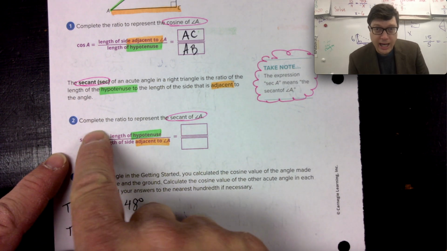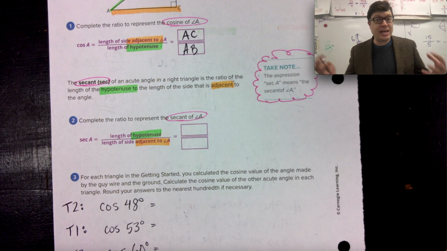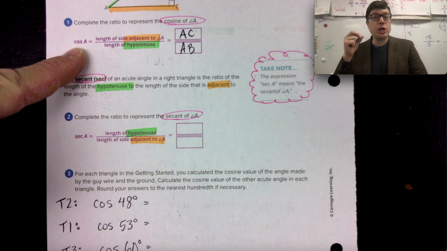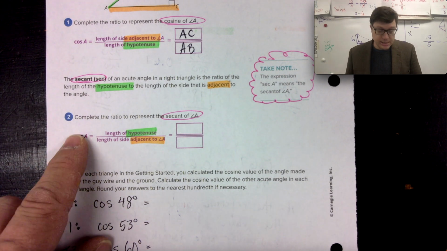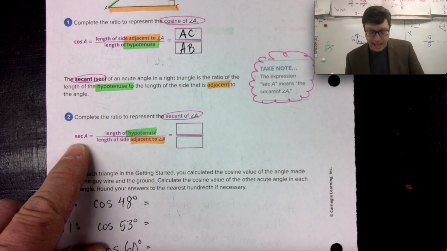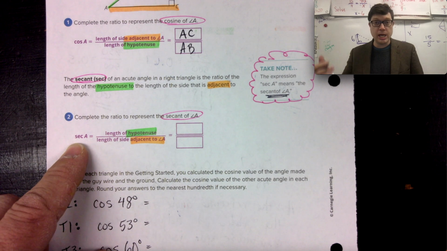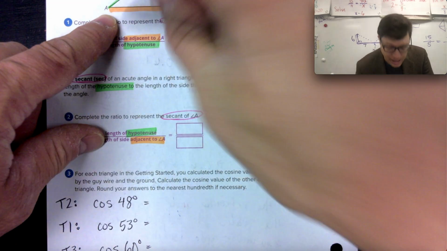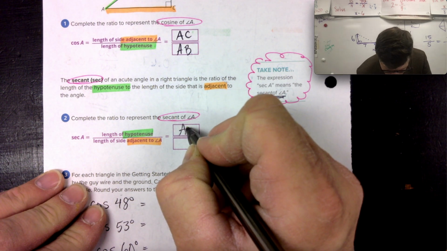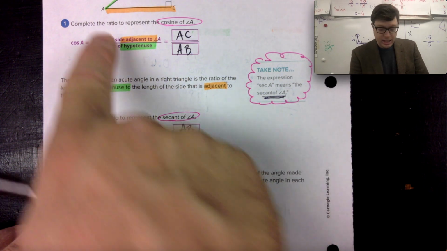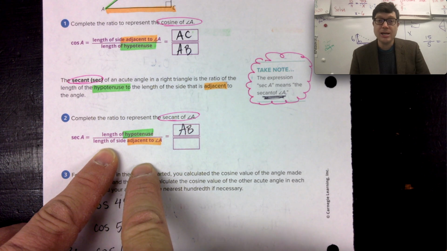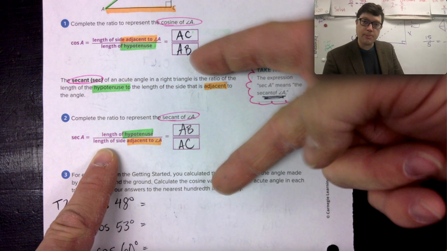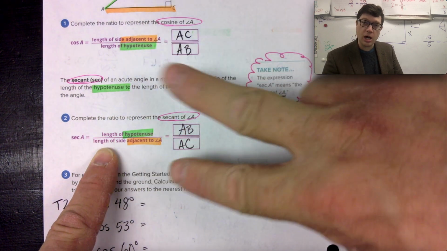Secant of angle A. Don't say sec A. Don't say cos A. Say the cosine of angle A and say the secant of angle A. That's important so you don't sound like you don't know what you're talking about. The length of the hypotenuse is AB, and the length of the side adjacent to angle A is AC. And these are just reciprocals of each other.